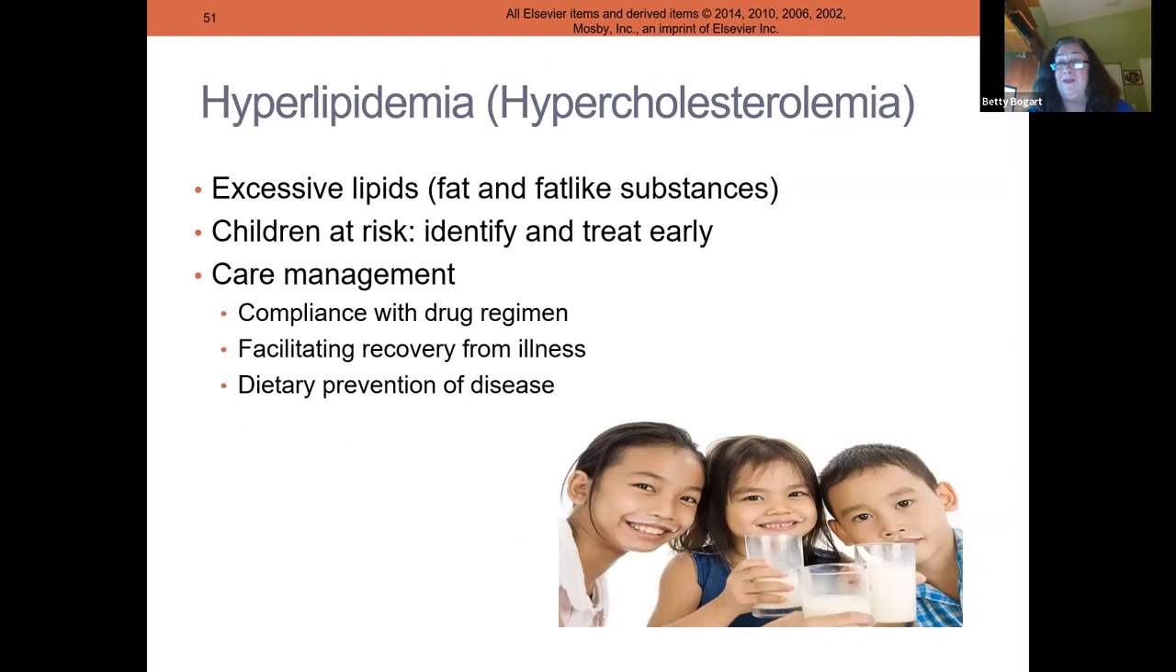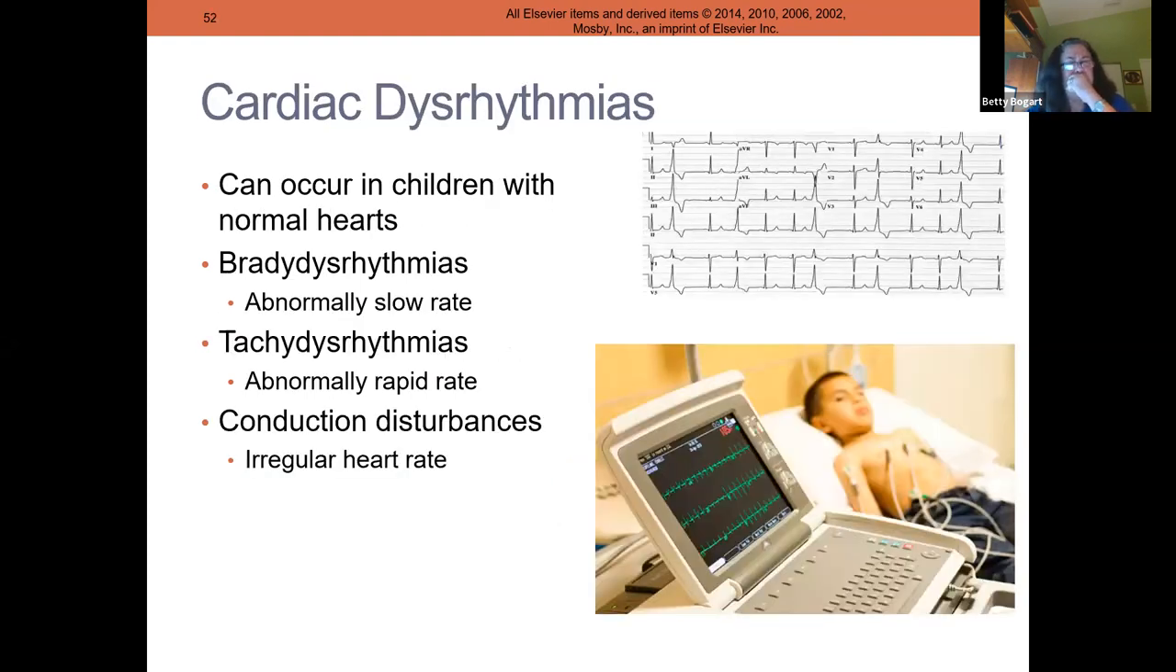Children can have high cholesterol. How do we treat them? Just like adults. We're going to put them on a diet, watch their fats. And if that doesn't work, we're going to put them on medications. They can have high heart rates, low heart rates, regular heart rates, just like adults. And we actually treat them the same. Bradydysrhythmias: I've seen two-year-olds with pacemakers because their hearts were beating too slow. It can happen. It's okay. And we try to correct it just like adults.